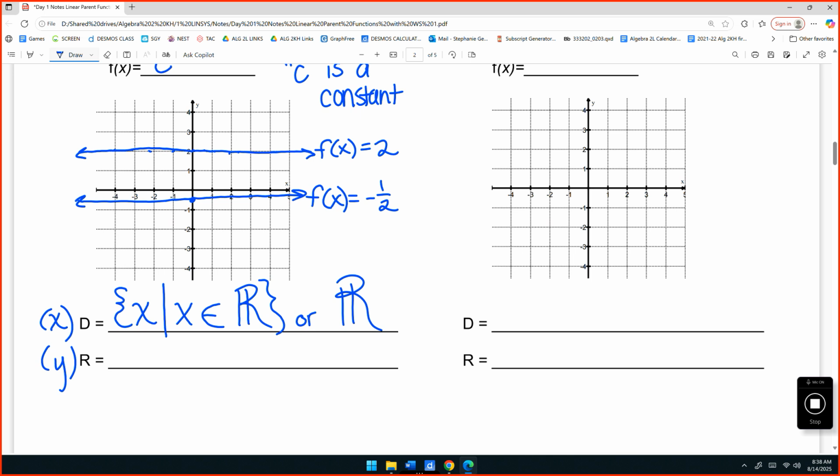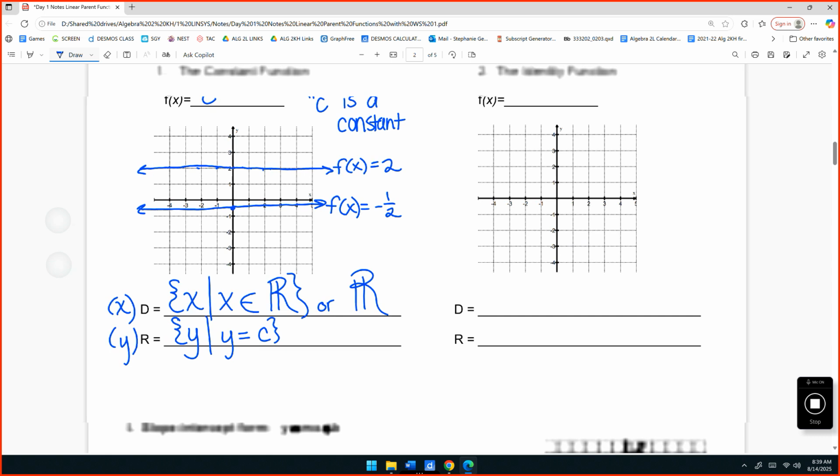Now here's how we write that. The set of all y values such that y is always c, so I would say y equals c. The set of all y values such that y equals c. Okay? So you're going to be introduced to a lot of new notation in our class as well.